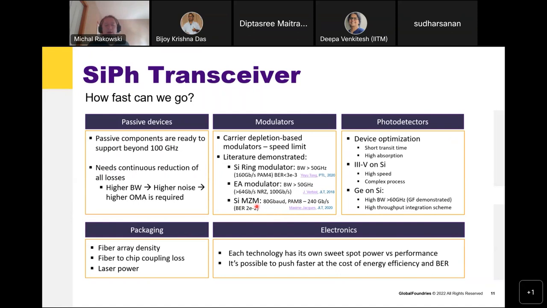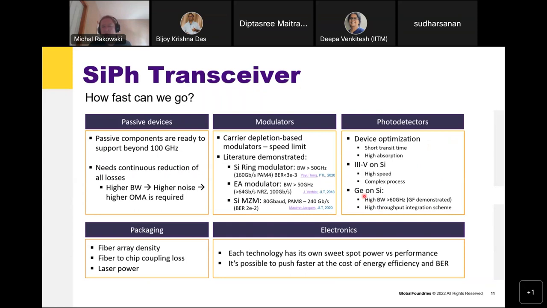Next aspect is the detector. So here is optimization of the performance. We would like to have a very fast detector, so pretty much short transit time whenever the photon is being absorbed and electron holes generated, and also high absorption. And the primary work is actually on the germanium and the silicon.